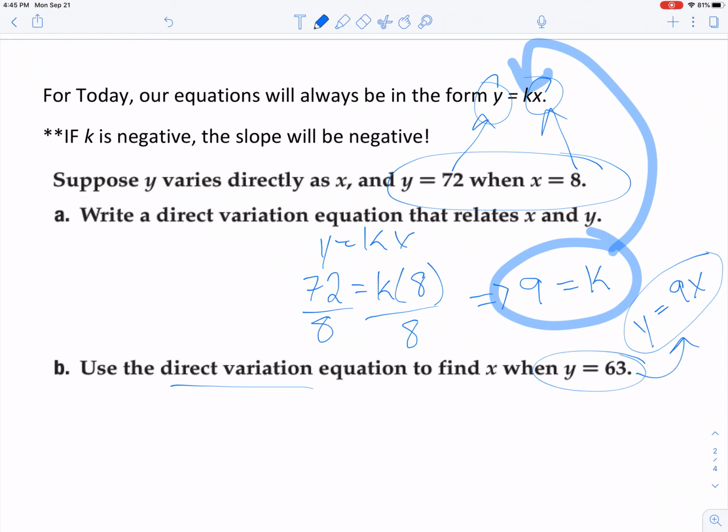So it looks like I need to divide by 9. And 63 divided by 9 is 7.